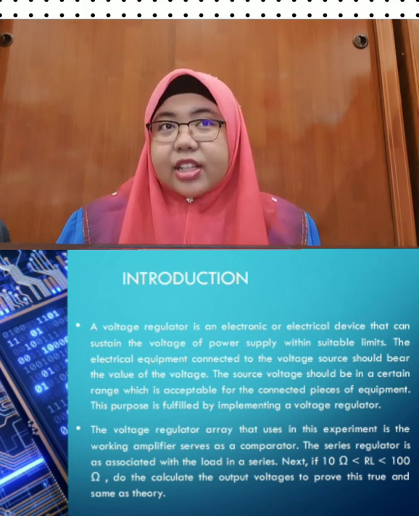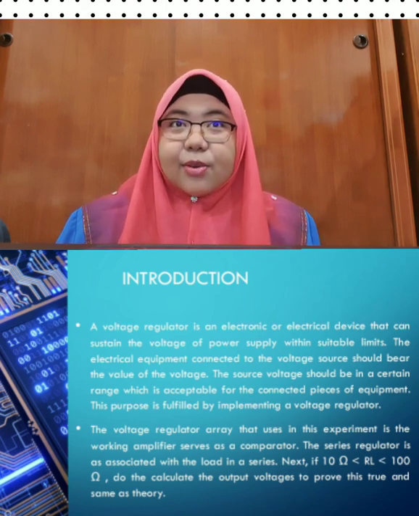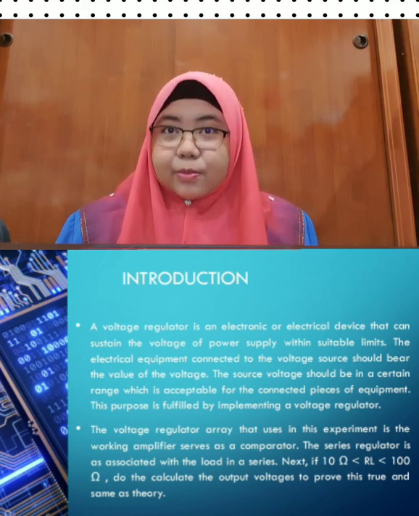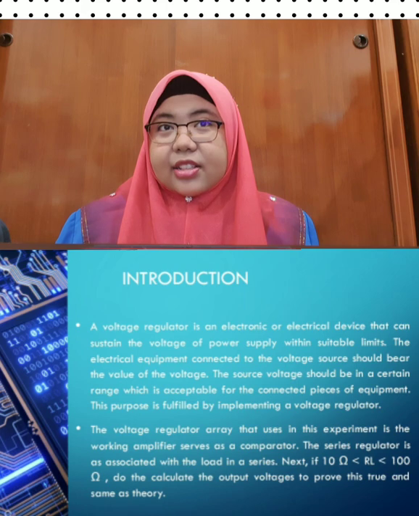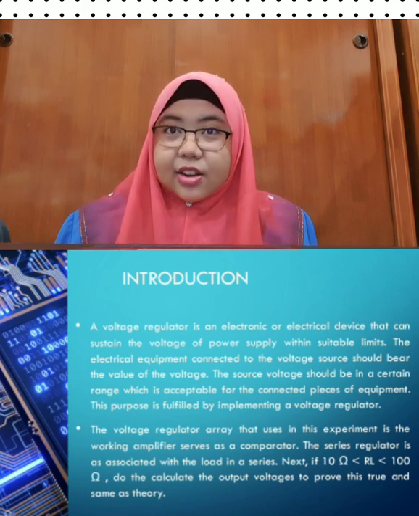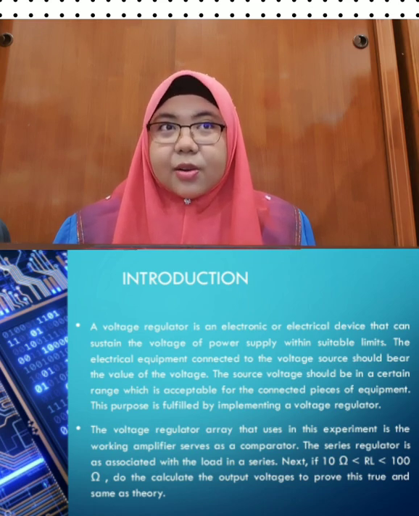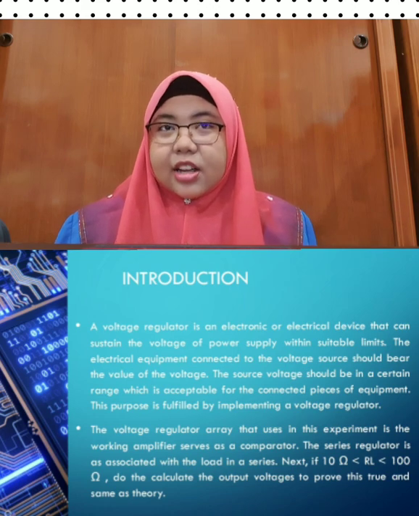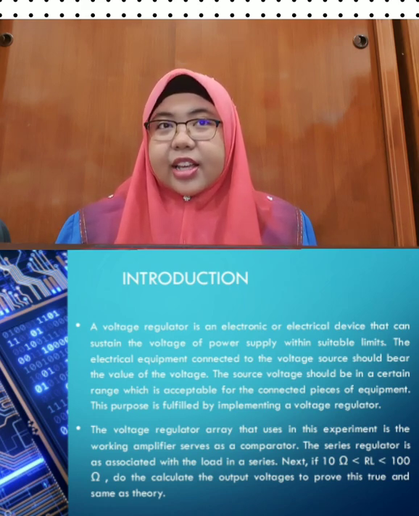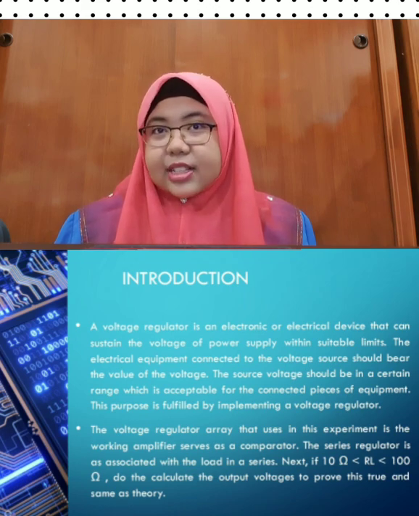The voltage regulator circuit used in this experiment has the operational amplifier serving as a comparator. The series regulator is associated with the load in series. Next, with RL from 10 ohm until 100 ohm, we calculate the output voltage to prove that it is true and the same as theory.